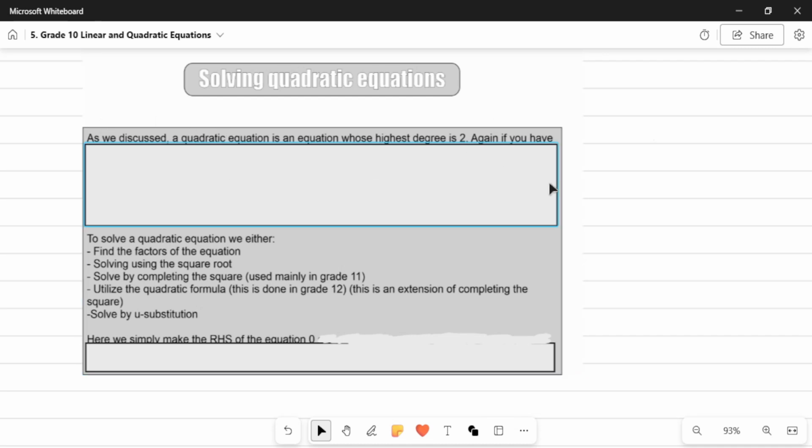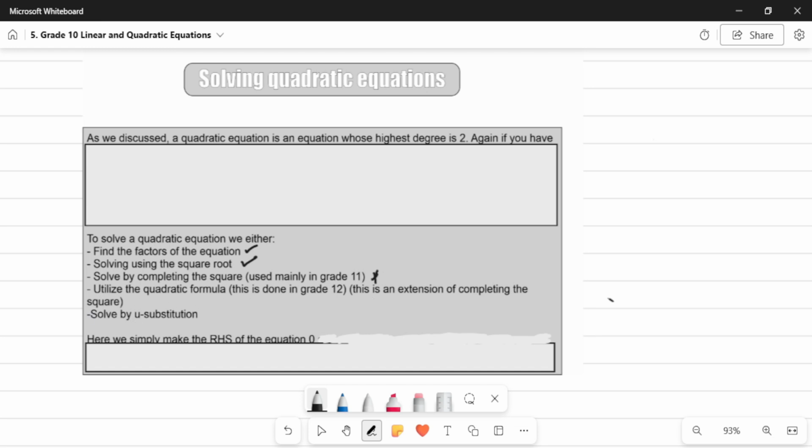Solving quadratic equations. As we discussed, a quadratic equation is an equation whose highest degree is 2. To solve a quadratic equation, we either find the factors of the equation, solve using the square root, solve by completing the square, utilize the quadratic formula, or solve by U substitution.